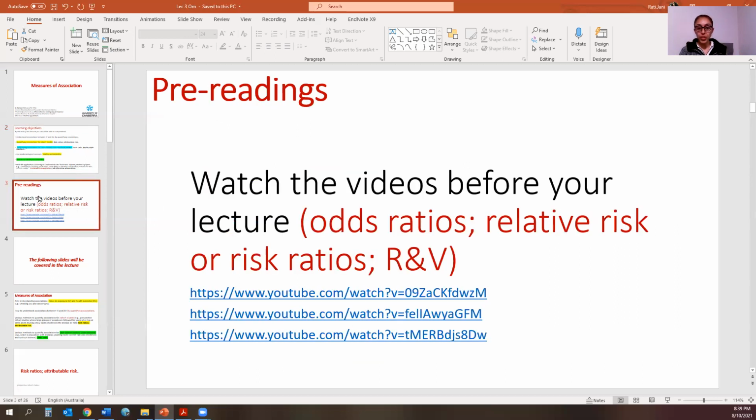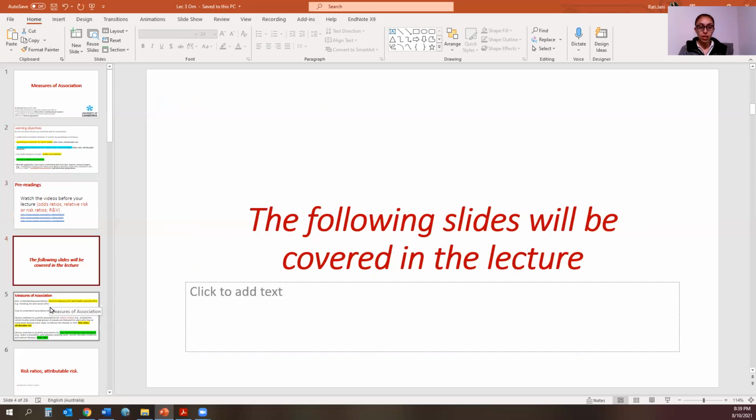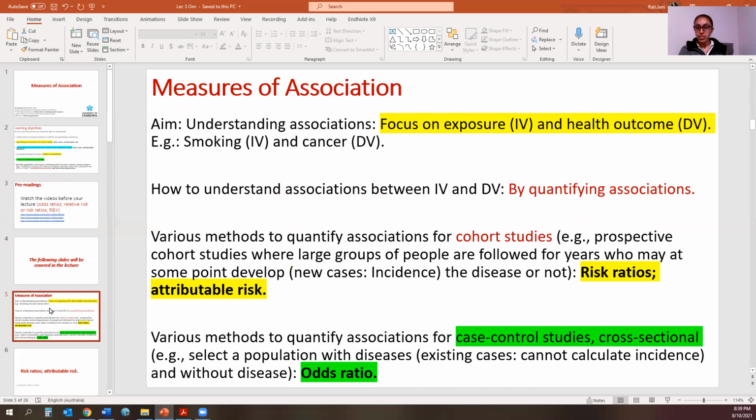A few YouTube videos to give you a feel of what odds ratios and risk ratios are. Now, moving on further. As I said, what do measures of association mean? It means when you are linking your IV and DV, which are studied in a prospective cohort study, you use risk ratios, which is the most popular, most common one, and the less popular one, which is not really used in today's time as much as risk ratio, is your attributable risk.